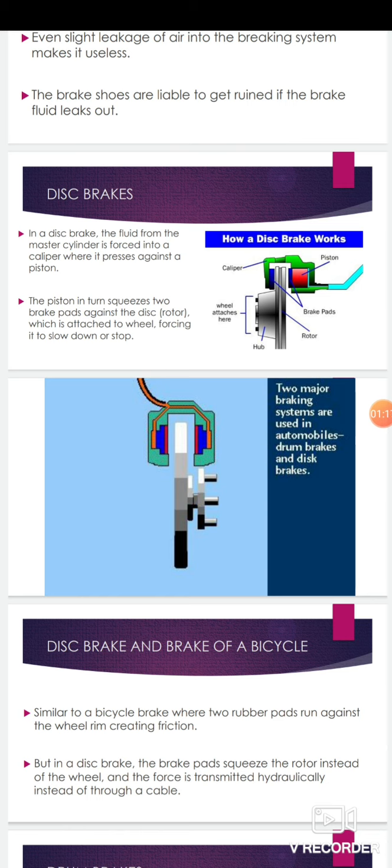shock absorber. These are stationary, and the rotor is in motion. Here we try to stop this rotor with the help of brake pads. The brake pads are moved towards the disc with the help of a piston, and this piston is driven by the high pressure liquid when we apply the force.